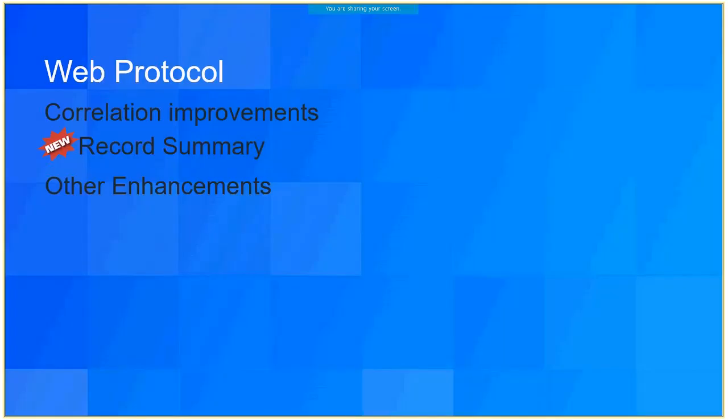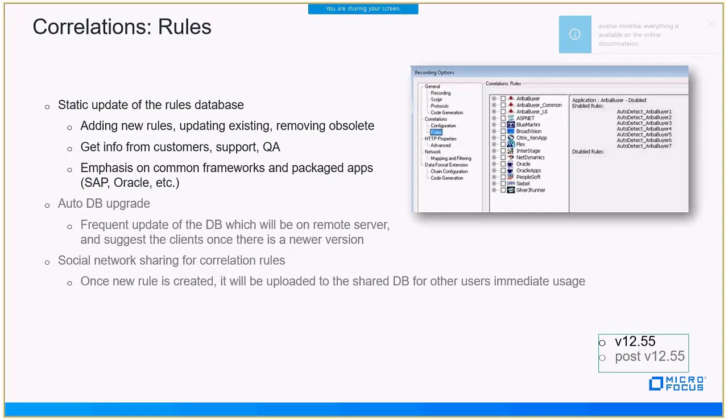Thank you, Vicky. So now let's dive in to the features and see firsthand what we've been up to, starting with the improvements in web protocol. As you all know, and we know it too, the most challenging part in web scripting is the correlation. We are constantly working on improving this, and 1255 is no exception.